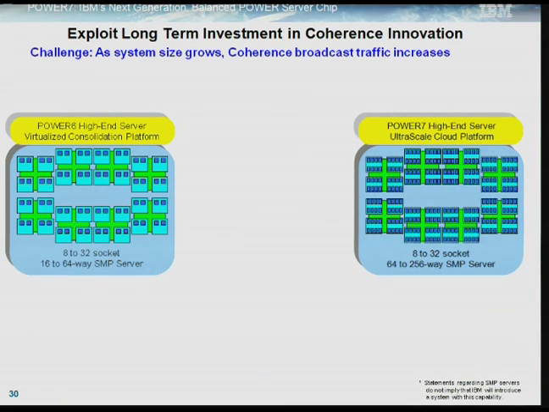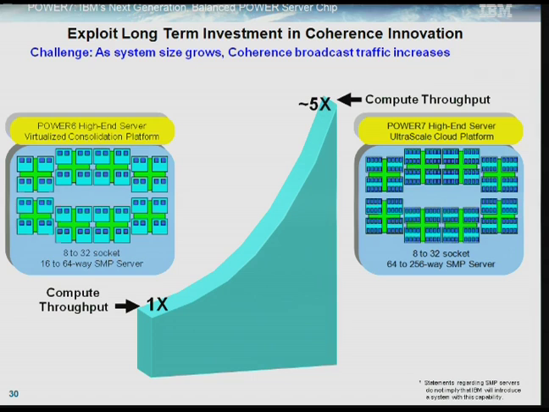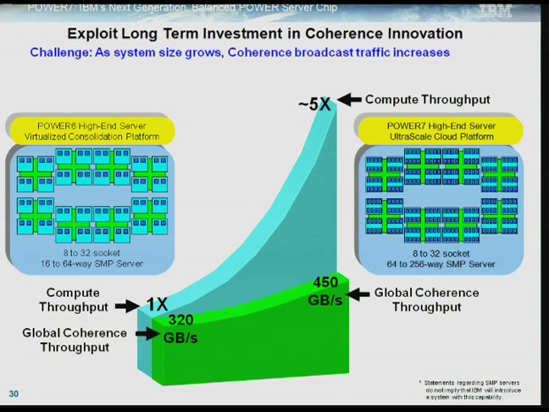Now, what is new is the real challenge that you hit when you put so much here. That system broadcast, as your compute throughput goes way up, is still so high. And actually, our global coherence throughput, our ability to snoop traffic, we had 320 gigabytes per second in Power 6. That's really a lot of global coherence bandwidth. And we managed to jack it up to about 450 gigabytes per second in Power 7.